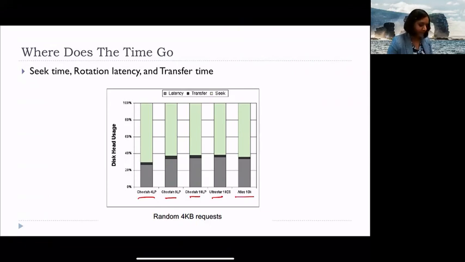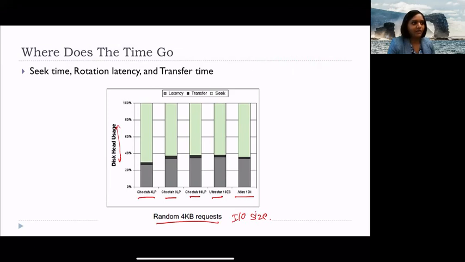For each of these hard disks, the x-axis is the random 4K request size, so that's my IO size, for which we are measuring this performance. The y-axis is disk head usage. What we want to see is, among these three categories, seek time, rotation latency, and transfer time, where the disk is spending most of its time. Ideally, it should be transfer time because that's the useful work that we are doing.